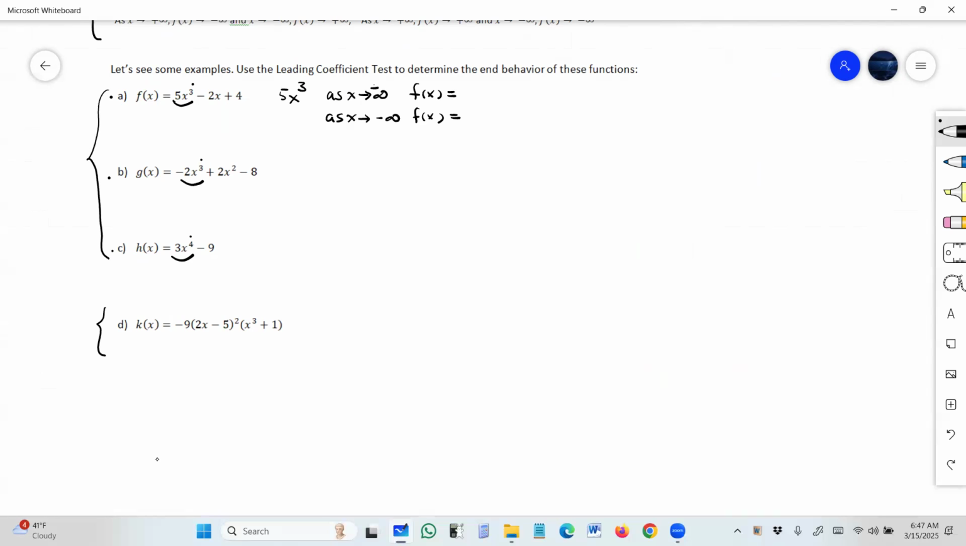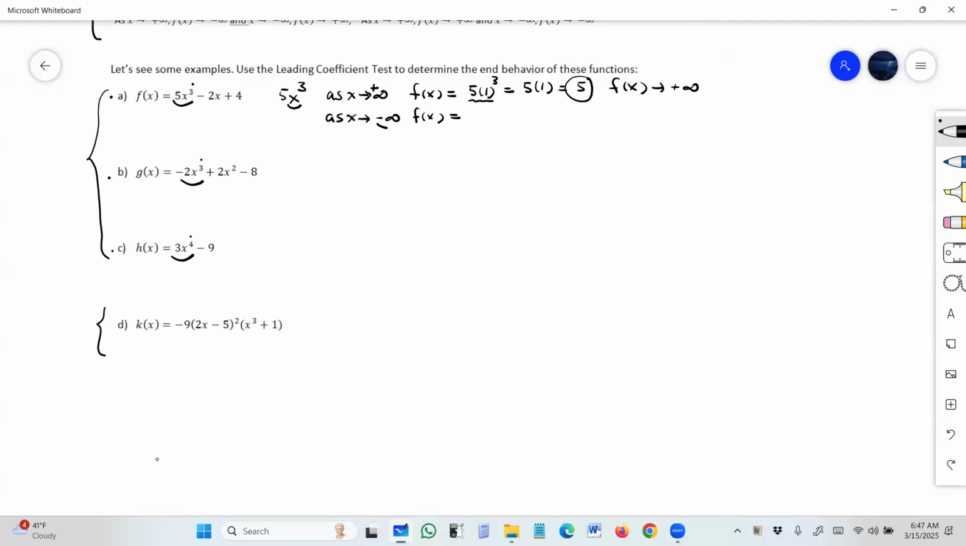For positive infinity, you're going to replace x with positive 1. And then you're going to evaluate this. Well, this is 5 times 1 to the third power, which is just 1, and 5 times 1 is 5. If this answer is positive, the polynomial goes to positive infinity. If it is negative, it would go to negative infinity.